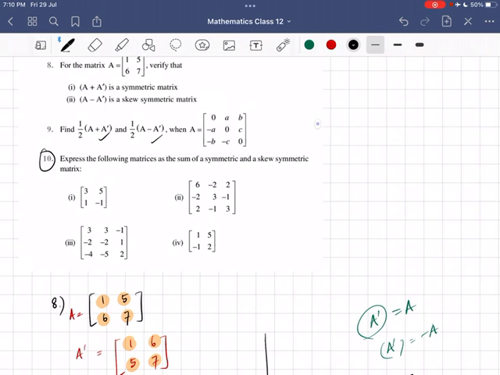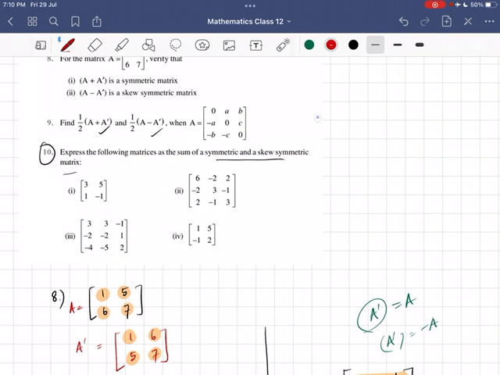Now this one I have already discussed: any matrix A can be expressed as half of A plus A transpose plus half of A minus A transpose. So this is how we express any matrix. Here, A plus A transpose means symmetric, and A minus A transpose represents skew symmetric. You need to remember that. This is how we express any given matrix as a sum of symmetric and skew symmetric matrix.